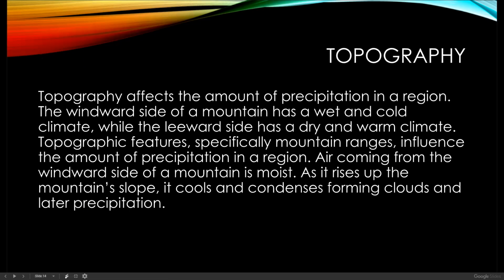Topography. Topography affects the amount of precipitation in a region, with the windward side of a mountain having a wet and cold climate, while the leeward side has a dry and warm climate. Topographic features, specifically mountain ranges, influence the amount of precipitation in the region. Why do you think so? Air coming from the windward side of the mountain is moist. As it rises up the mountain's slope, it cools and condenses, forming clouds and later precipitation.